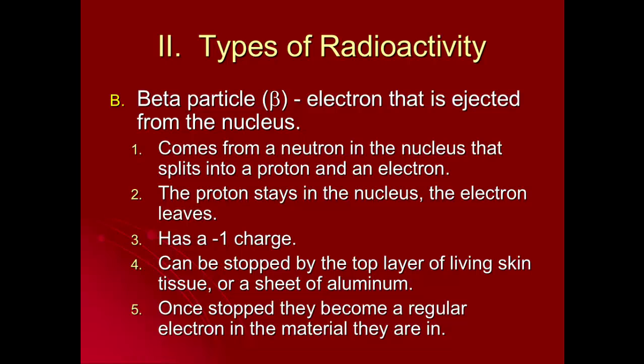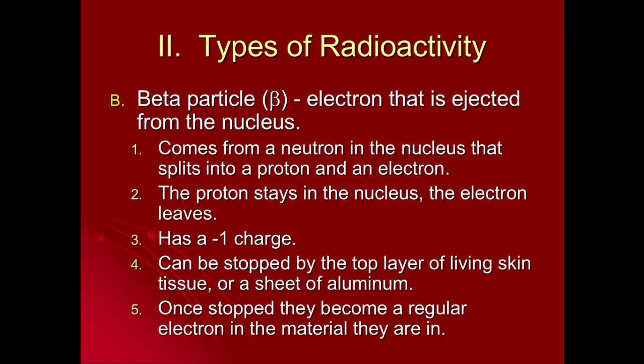The next one is a beta particle. Beta particles are smaller. They're basically an electron that is ejected from the nucleus. Now, if you think about it, your nucleus contains what? Protons and neutrons. Notice we didn't say an electron. The electrons are on the outside. So where is that electron coming from?